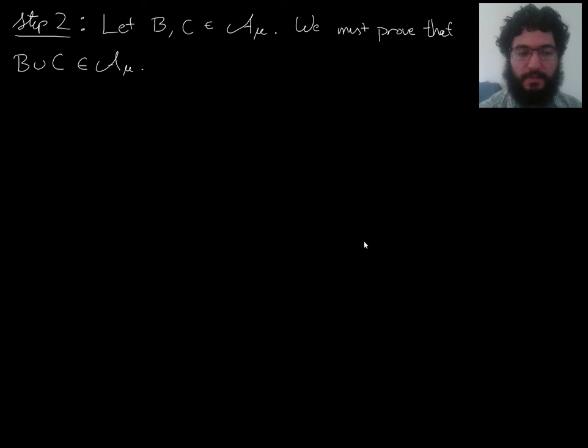So that's the result of part 2. Step 2 is that we'll get that A mu is an algebra of sets. Okay, so these are mu measurable. I'm trying to prove this is mu measurable. Let epsilon be greater than 0 for the sake of proving this is mu measurable.